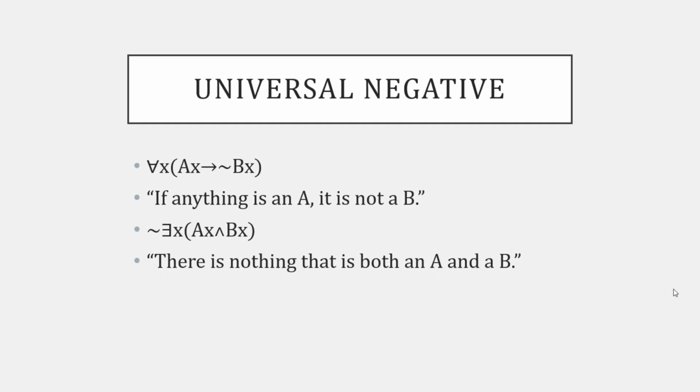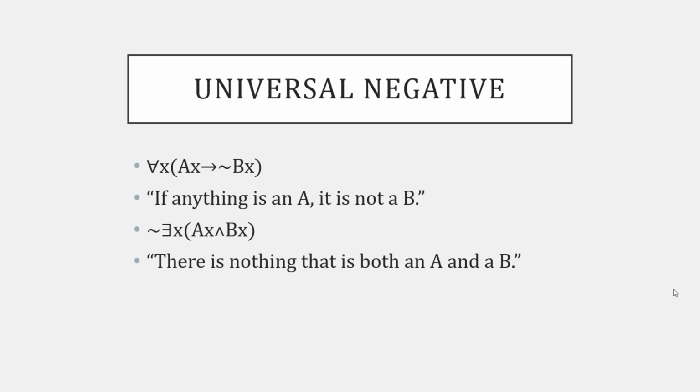Universal negative. If anything is an A, then it is not a B. And here are 2 exactly as good as each other ways of symbolizing this. Here's 2 logically equivalent ways of writing that out. And one or the other might feel more natural and intuitive to you, and if that's the case, do it that way. These are just as good as each other. There's no logical reason to prefer one or the other.